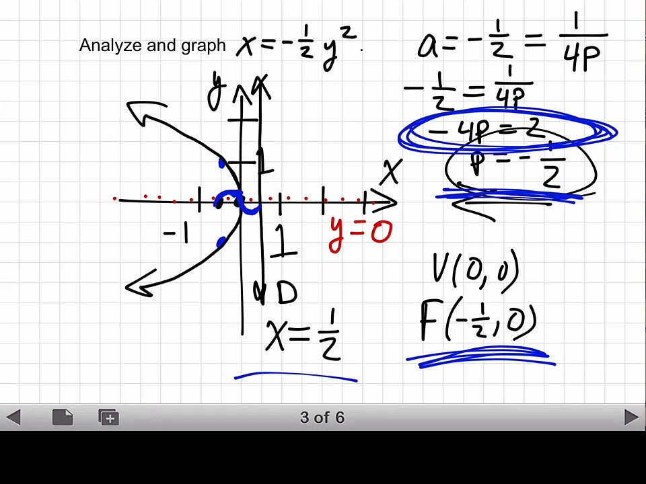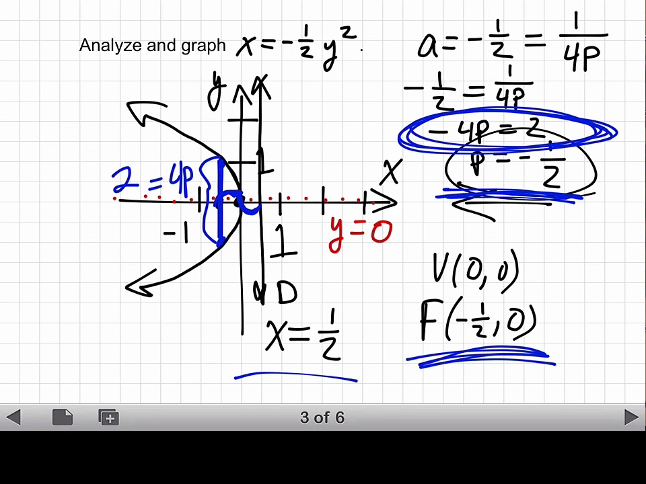The vertex is at the origin. We're going to see in the next example one where the vertex isn't. And then finally, the focal diameter, the width of the parabola at the focus, is equal to the magnitude of 4p, which in this case is 2.